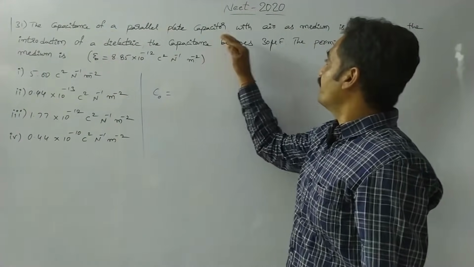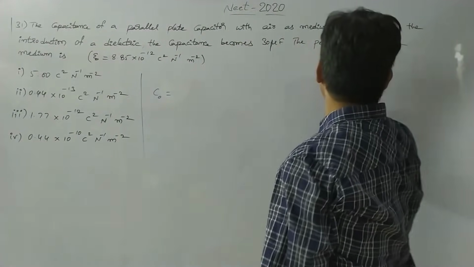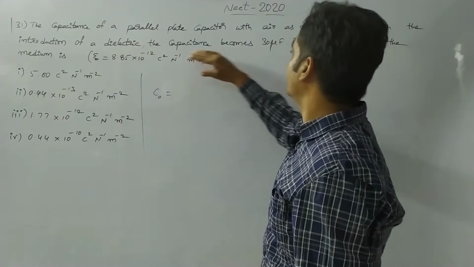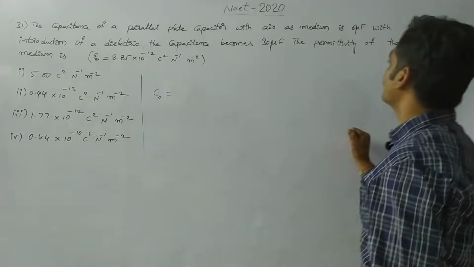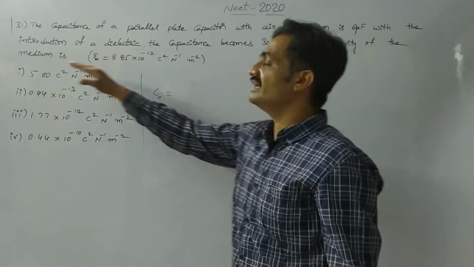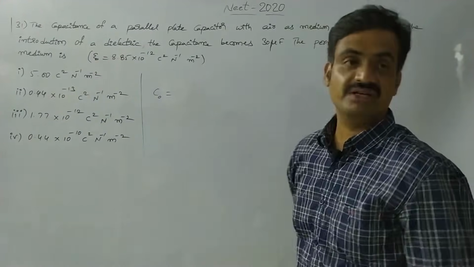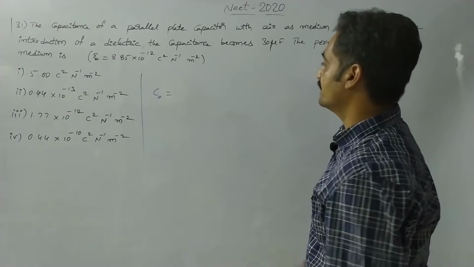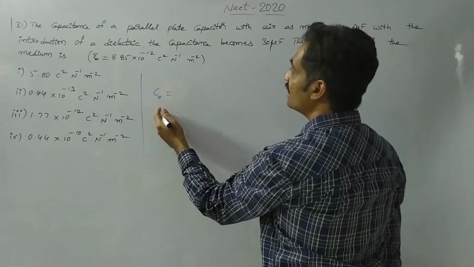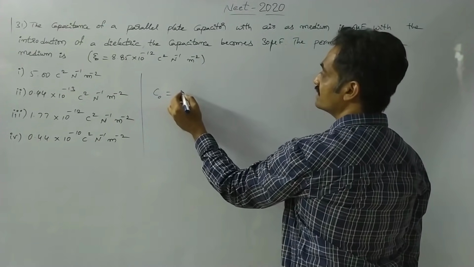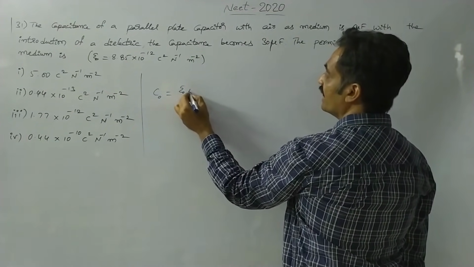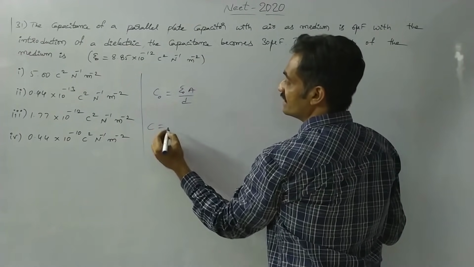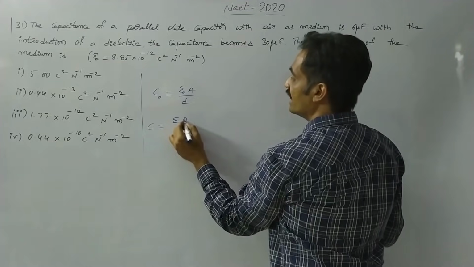The capacitance of a parallel plate capacitor with air as medium is 6 microfarad. With the introduction of a dielectric, the capacitance becomes 30 microfarad. Then the permittivity of the medium is? Here we have to find the permittivity of the medium, whereas here we have been given the permittivity of free space. The capacitance of a parallel plate capacitor with air as medium is epsilon naught A by d, whereas in the case of a medium, it can be represented as C equals epsilon A by d.